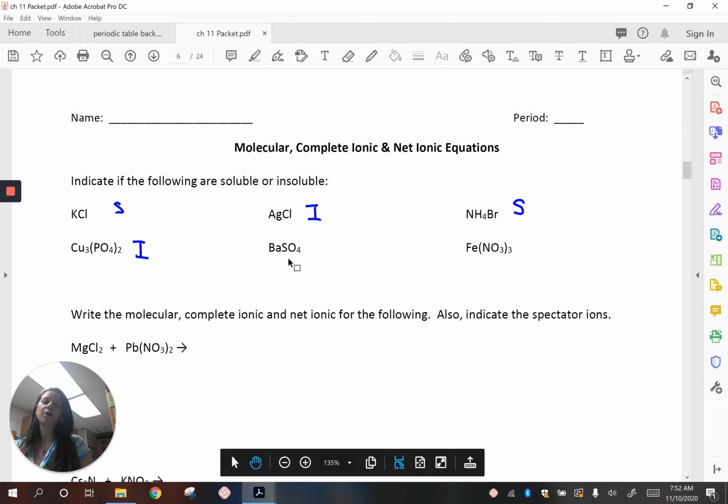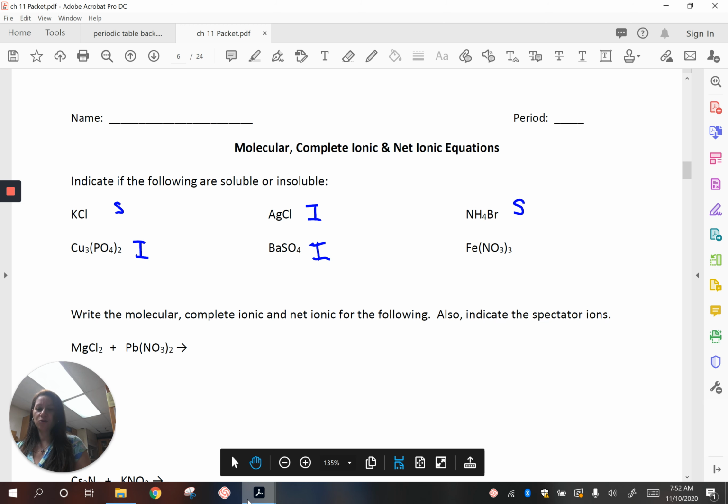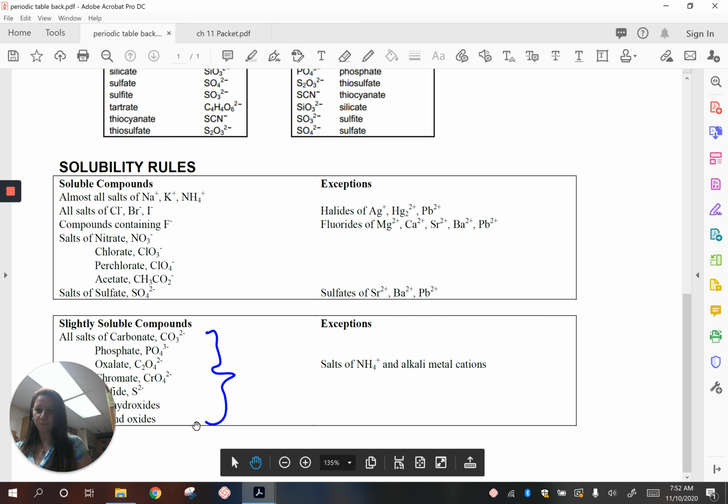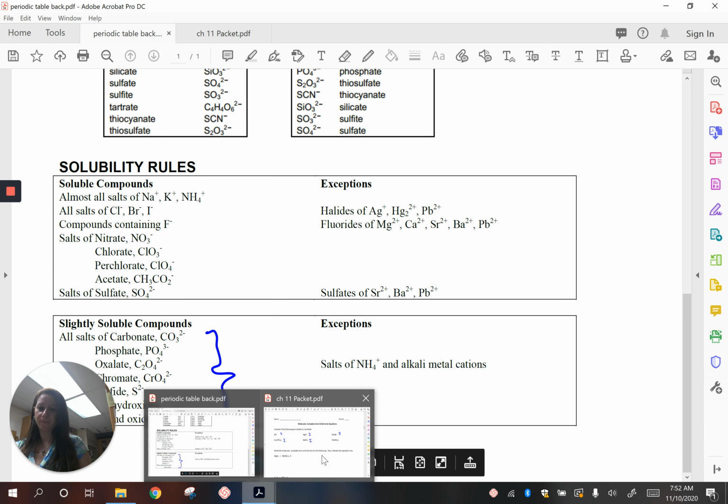Next one is barium sulfate. Barium sulfate is also insoluble. Now sulfates are normally soluble. Let's take a look at the rules. Sulfates are right here. They're usually soluble except when they're with strontium, barium, or lead. And in this case it is with barium, so that is insoluble.